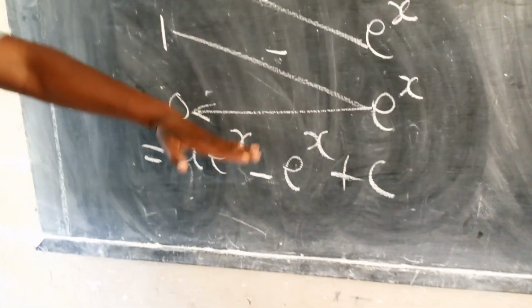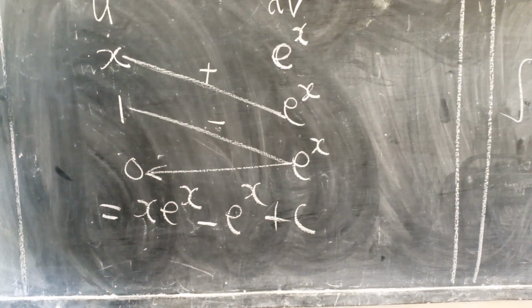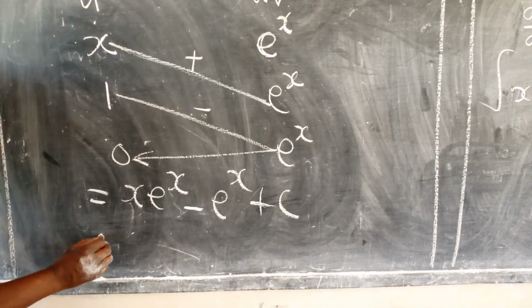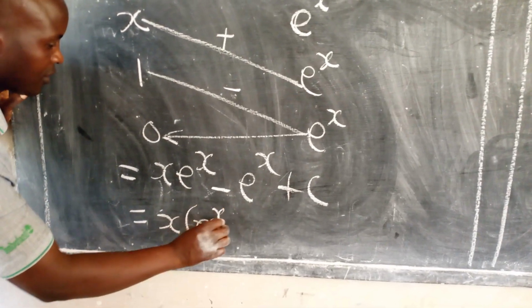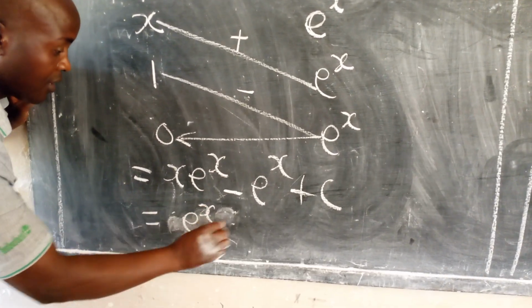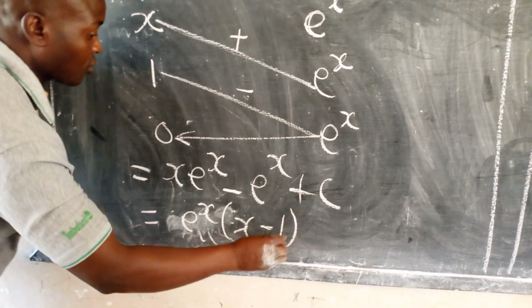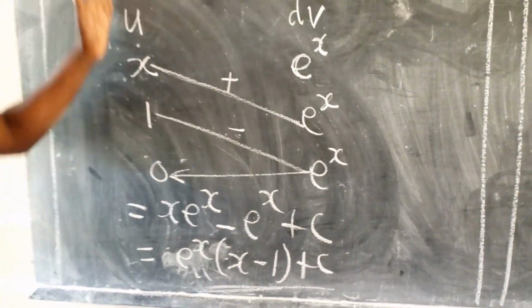It means you have it. You can see, instead of us going like that, this is the shortest way of answering it. Therefore, how do you get this one? You say x, it comes out, mind you, e^x comes out, and I'm going to remain with x minus 1 plus c.